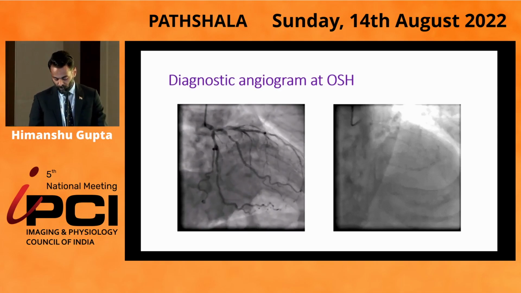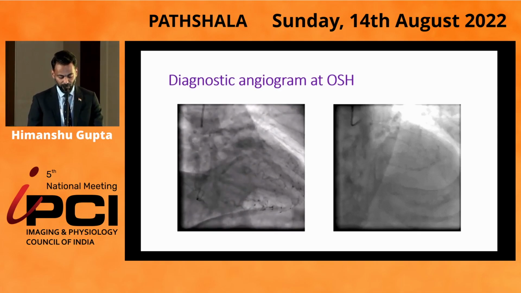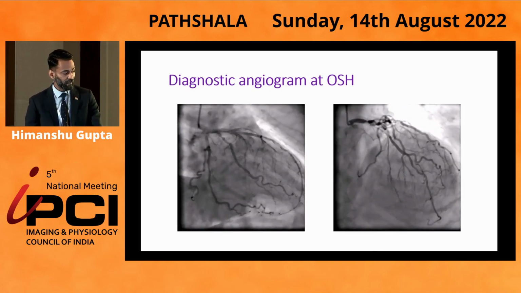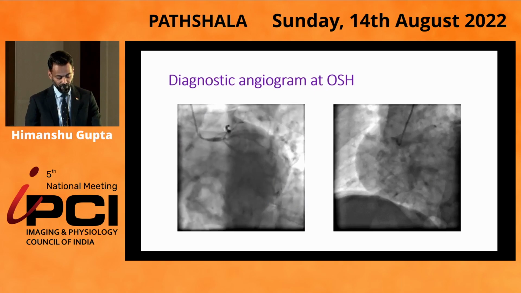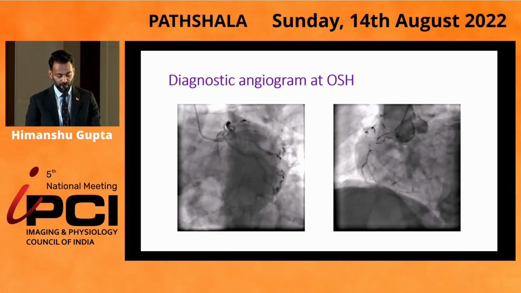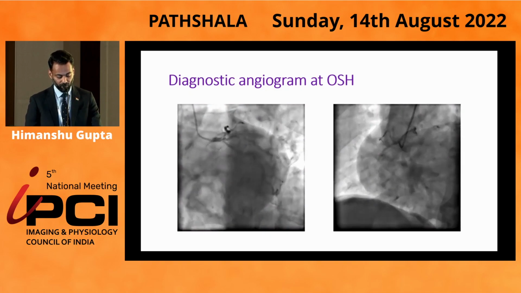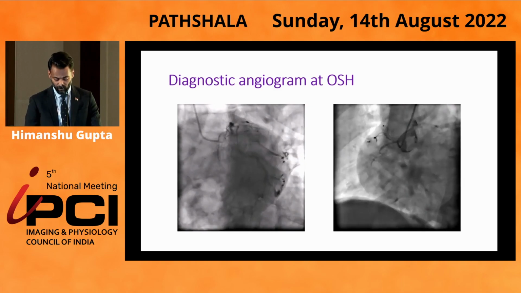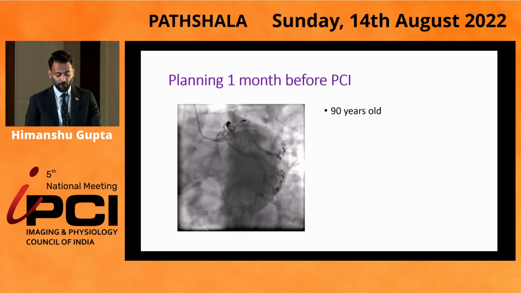This was his angiogram done at an outside hospital 1 month before the procedure, and we see a heavily calcified coronary tree with left main trifurcation disease. This is the caudal projection. We see a very angulated ostial LAD, an aneurysm at the distal left main, very angulated circumflex, and an occluded codominant right coronary artery. So what are the problems?